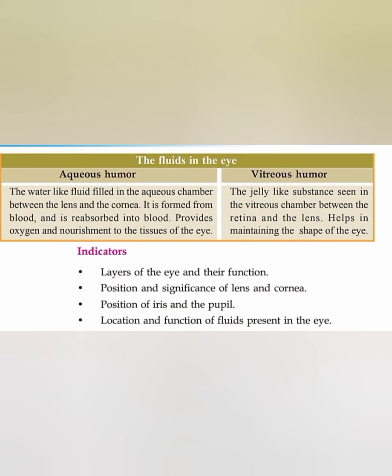Don't get confused about aqueous humor and vitreous humor. Aqueous humor can be seen in the aqueous chamber. Where is it? It can be seen between the lens and cornea. And the aqueous humor provides oxygen and nourishment to the tissue of the eye. Vitreous humor is a jelly-like substance present in the vitreous chamber. Where is the vitreous chamber? It can be seen in between the retina and lens. Vitreous humor helps in maintaining the shape of the eye.